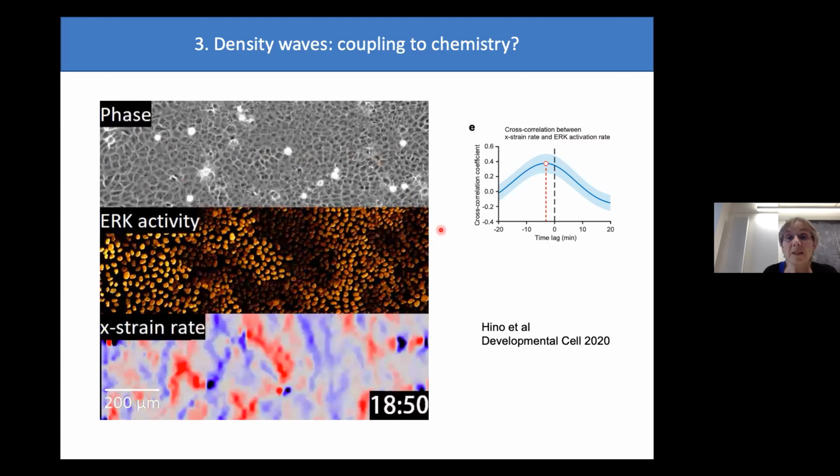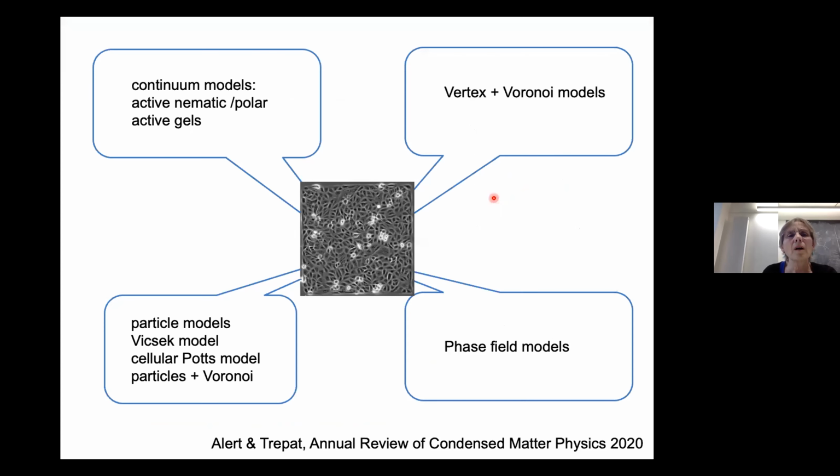And if you measure these more carefully than you can just see in the movie, you get a correlation between the waves in ERK, the chemical waves in the ERK activity, and the density waves in the cells. And so one's got a really nice mechanical, chemical coupling here. And that again is something which would be nice to be able to understand better. So those are the questions.